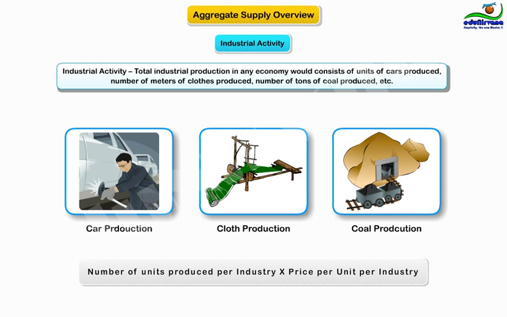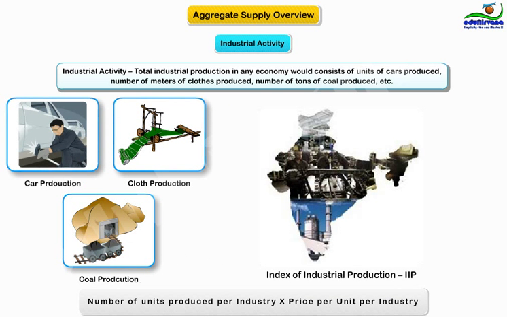This is done through measuring the value, that is, the number of units produced per industry multiplied by the price per unit per industry. There is one index that does exactly this, and that is called the Index of Industrial Production, that is IIP. This is an important index and measures how different sectors are growing and how overall industry is growing. Not just the government publishes these numbers periodically.